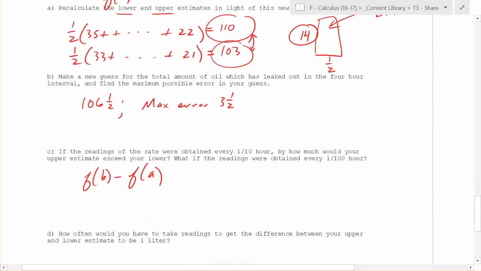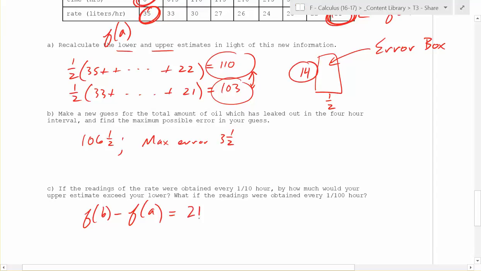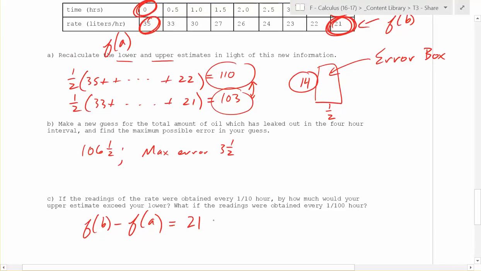So hold on a sec. We know in this case, f of b was what? 21. And what's this one? 35. Now, it's okay that it's negative, because error can go in either direction, right? How far off are you? It's okay that it's negative. And it says if the readings of the rate were obtained every 1/10 of an hour, that's where the 14 comes from, everybody. Take the absolute value of this.